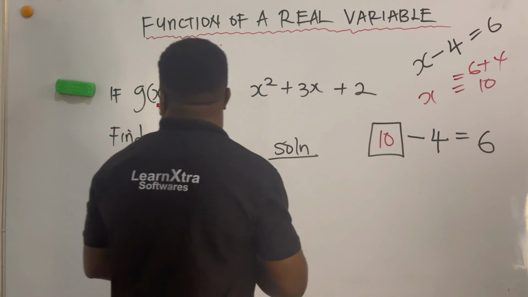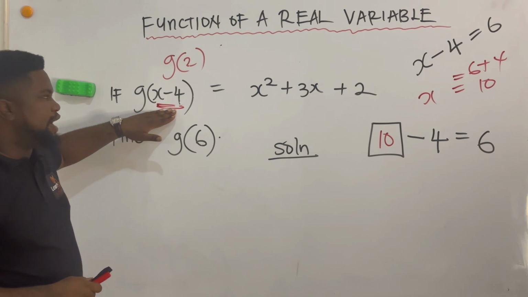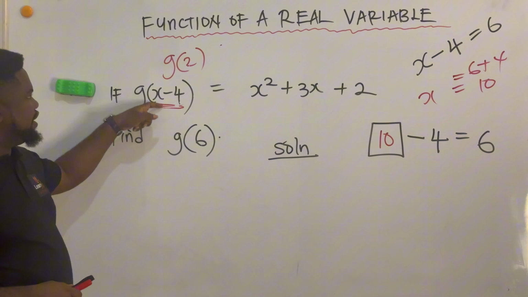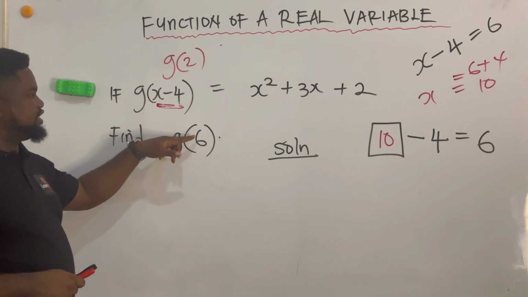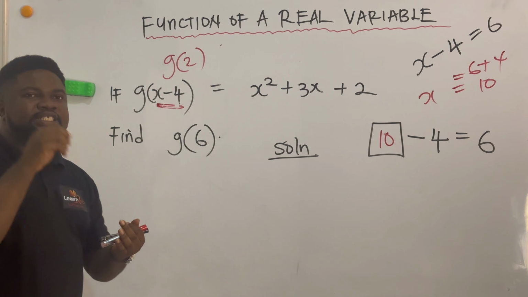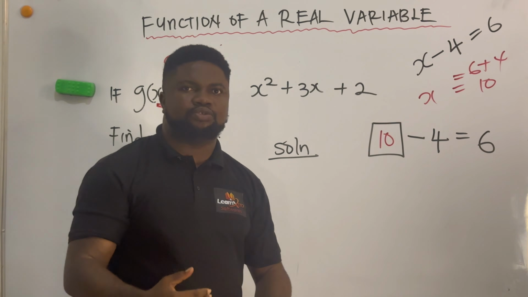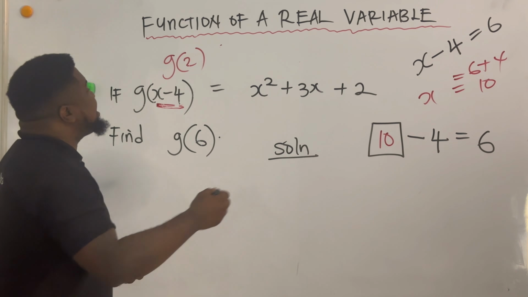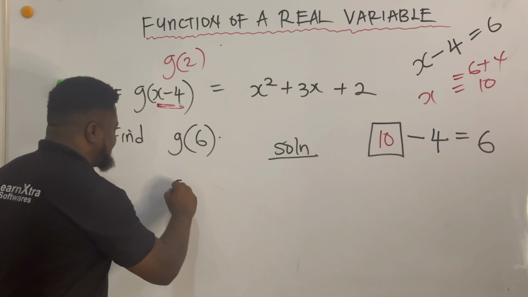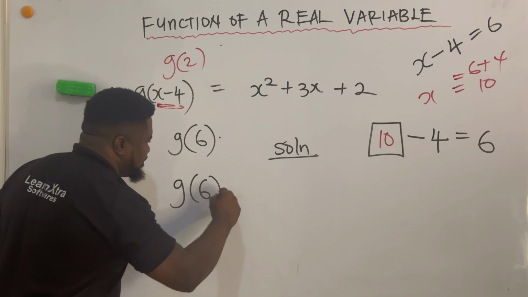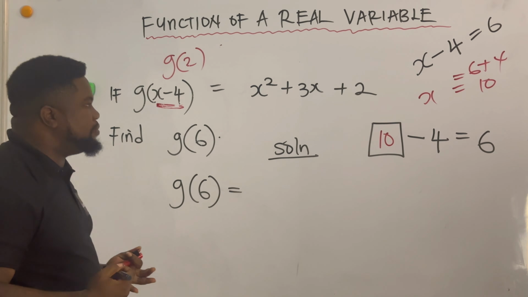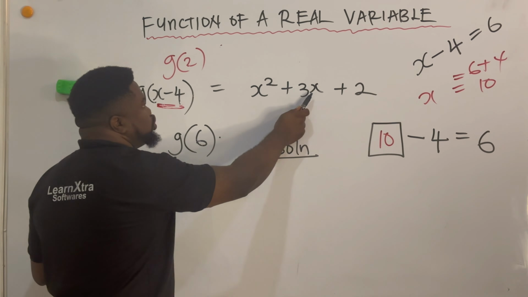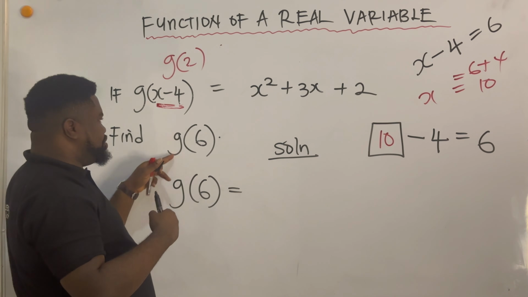So once you solve here and find what will make the entire function g give you 6, once you find it, that thing becomes your input. It becomes what? Your input. So here, I can say that g of 6 is equal to, my input now becomes what? 10. All the x will turn to 10 to give me g of 6.